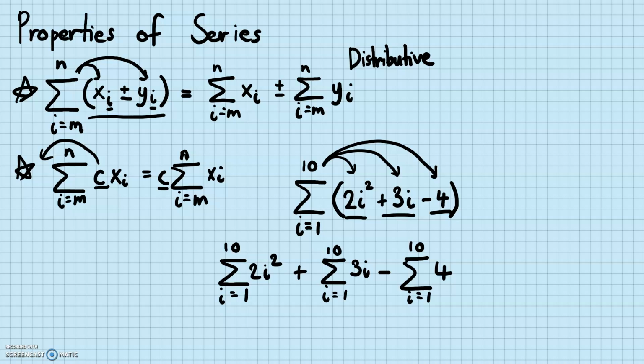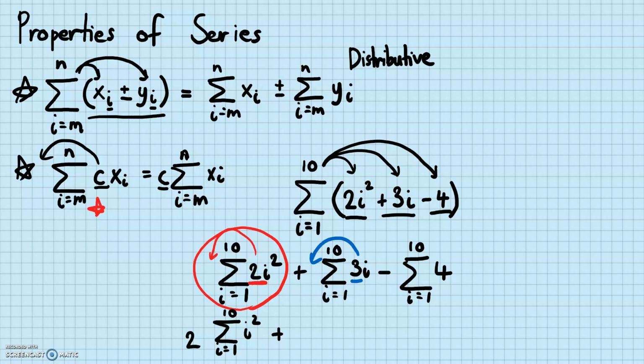Okay, so now let's focus on each of these individually. Let's focus on this part first here. Now, we have a constant here, we have a 2 here. And according to this property, we can factor out the 2 to the outside. So basically we're left with 2 times the summation from i equals 1 to 10 of i squared, plus, we can do the same thing here. We can factor out the 3. 3 times the summation from i equals 1 to 10 of i.